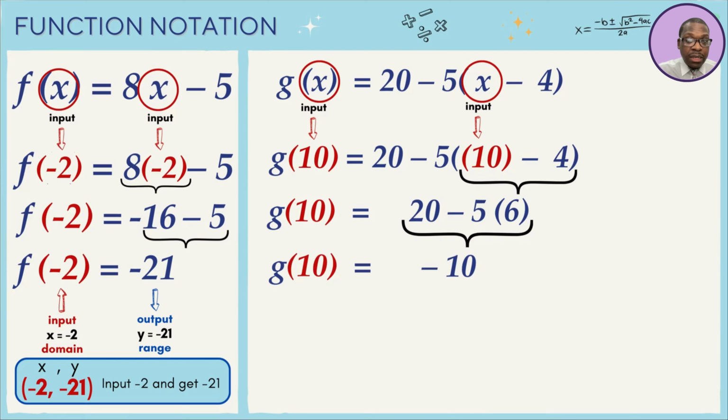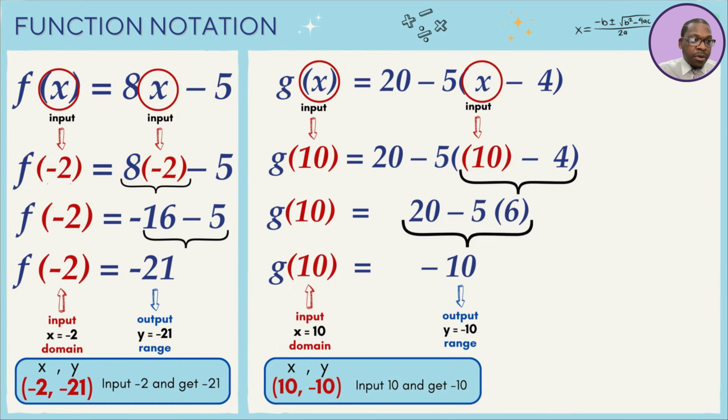So g of 10 equals -10, which means our input is 10, our x is 10, that's our domain. Meaning if we input 10 for every x, we should get an output of -10 for our y. So our input, our domain is 10, but our output, our range would be -10. So our x is 10, our y is -10, and it just simply means this. If you input 10 for every x, you should get -10 for your output, for your y.